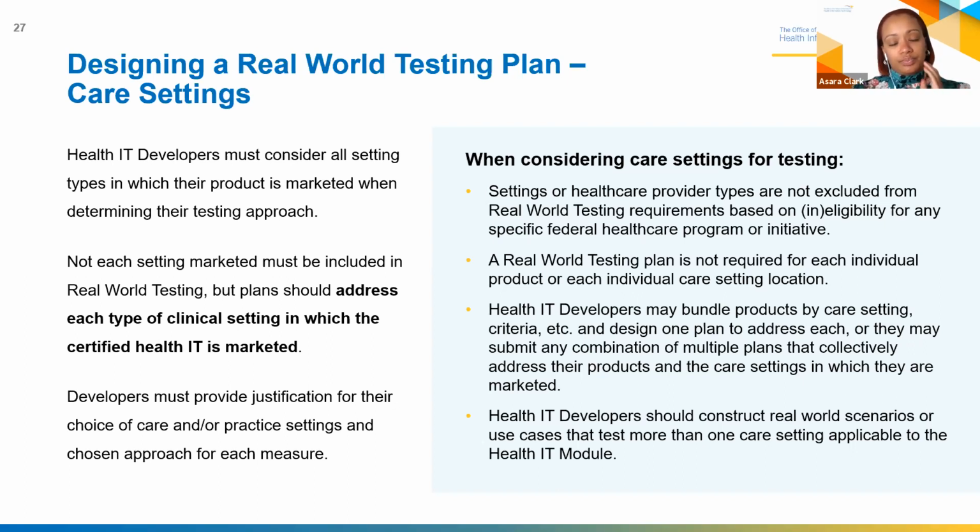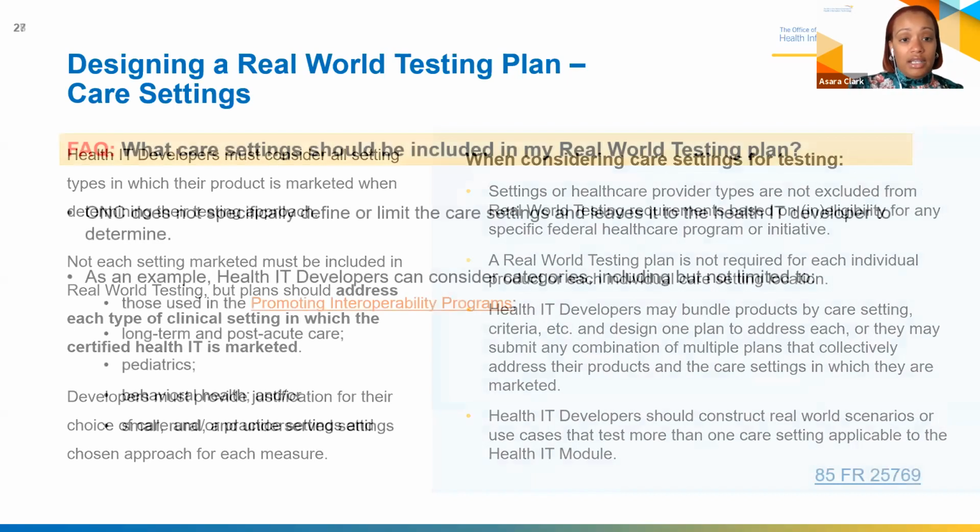So you just want to make sure that your care setting types are covered, okay? You want to make sure that for every care setting type in which you market your health IT, you're able to demonstrate how your health IT module is functioning in those real world scenarios and use cases. And you want to make sure that your plan specifically articulates which those are going to be, all right?